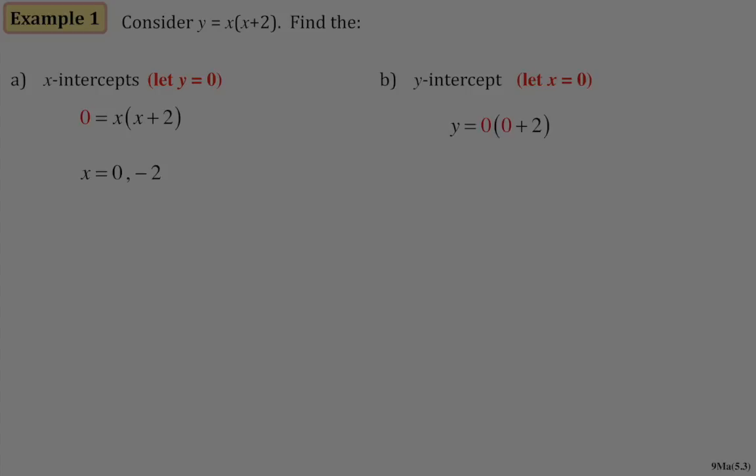Now, you could do this in your head or on the calculator. It's faster to do it in your head because if you look inside the bracket, 0 plus 2 is 2. But out the front, 0 times the bracket. 0 times anything is 0. So you just get y equals 0 for the y-intercept.